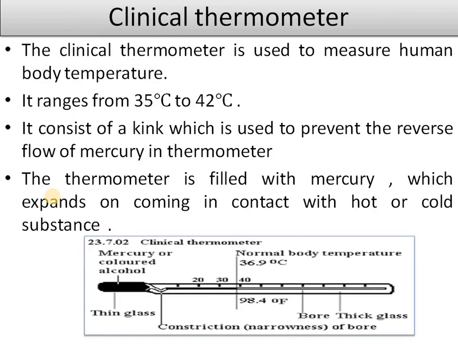Okay. Now next is clinical thermometer. The clinical thermometer, as the name suggests, it is used to measure human body temperature. It ranges from 35 to 42 degrees Celsius.